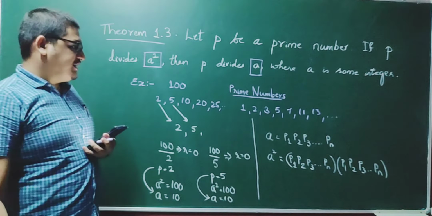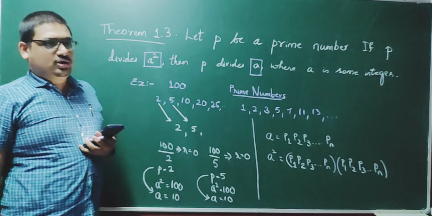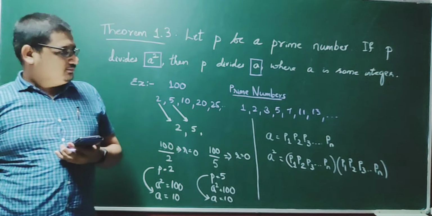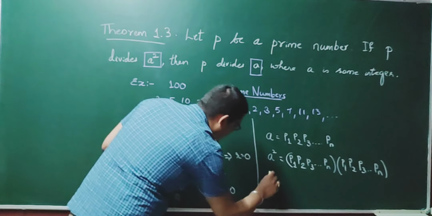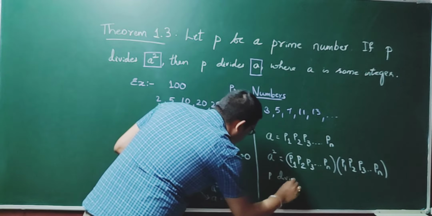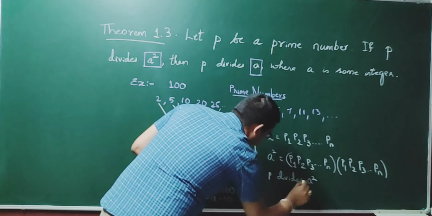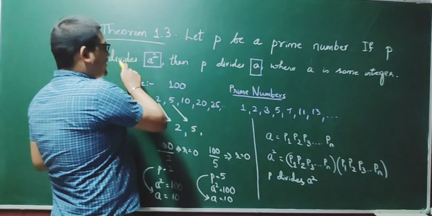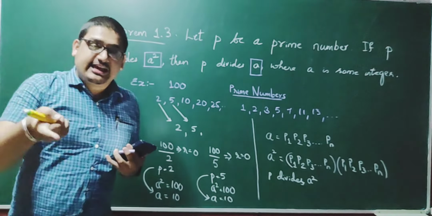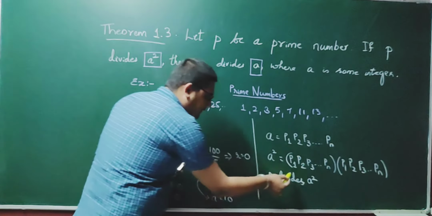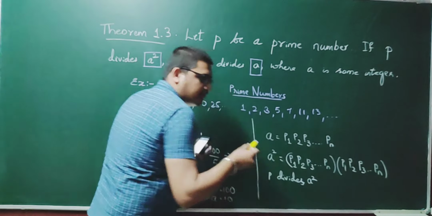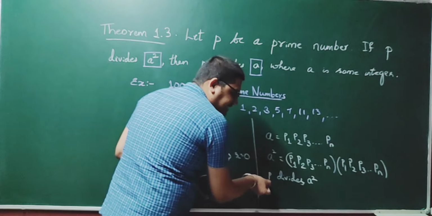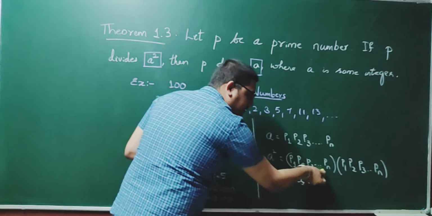Correct? So A square is P1, P2, P3 and so on till Pn into P1, P2, P3 and so on till Pn. Now we know that P divides A square. This is given. If P divides A square, it means that P should be present somewhere here. Let me repeat. If P divides A square, then P is a prime factor which must exist here. Correct?